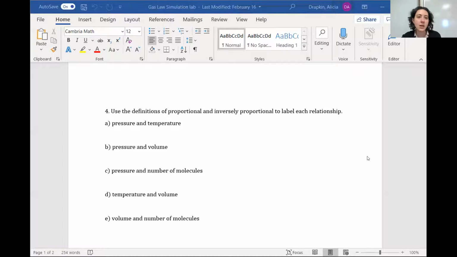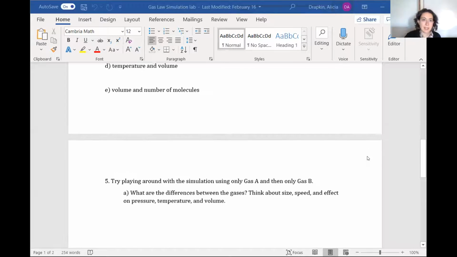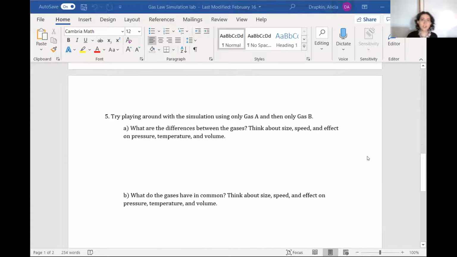Okay, let's look at number 5 now. We've got to get the lights back on. So you're going to need to try playing around with gas A and B. The two of them are different from each other. Let's see what they are. Hold on. Lights, come on. There we go. Sometimes the lights come on, sometimes they don't come on very easily.